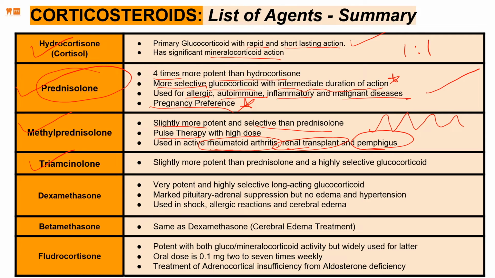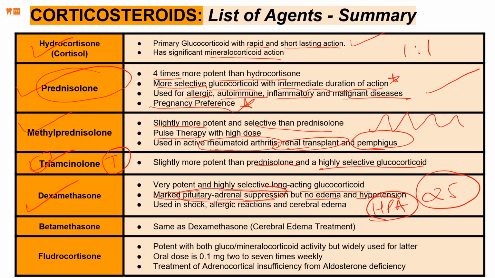Triamcinolone, slightly more potent than prednisolone, and a highly selective glucocorticoid as well. Very, very common for topical, T for topical, T for triamcinolone. Okay. Dexamethasone, very potent, remember 25 times, right? Very potent, highly selective, long-acting glucocorticoid. Marked pituitary adrenal suppression. It suppresses the whole HPA.